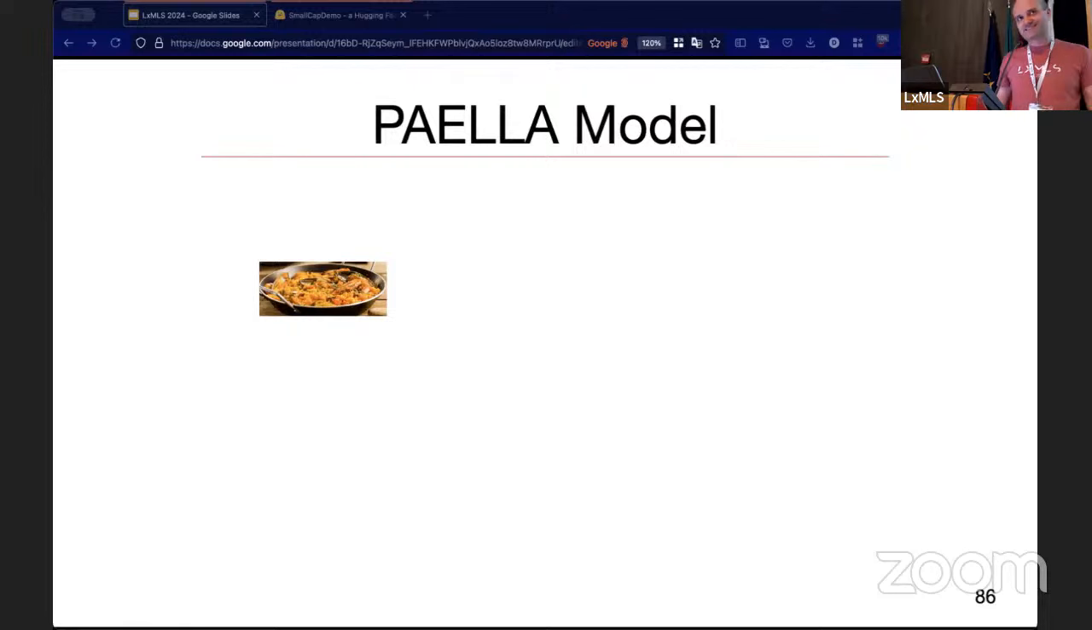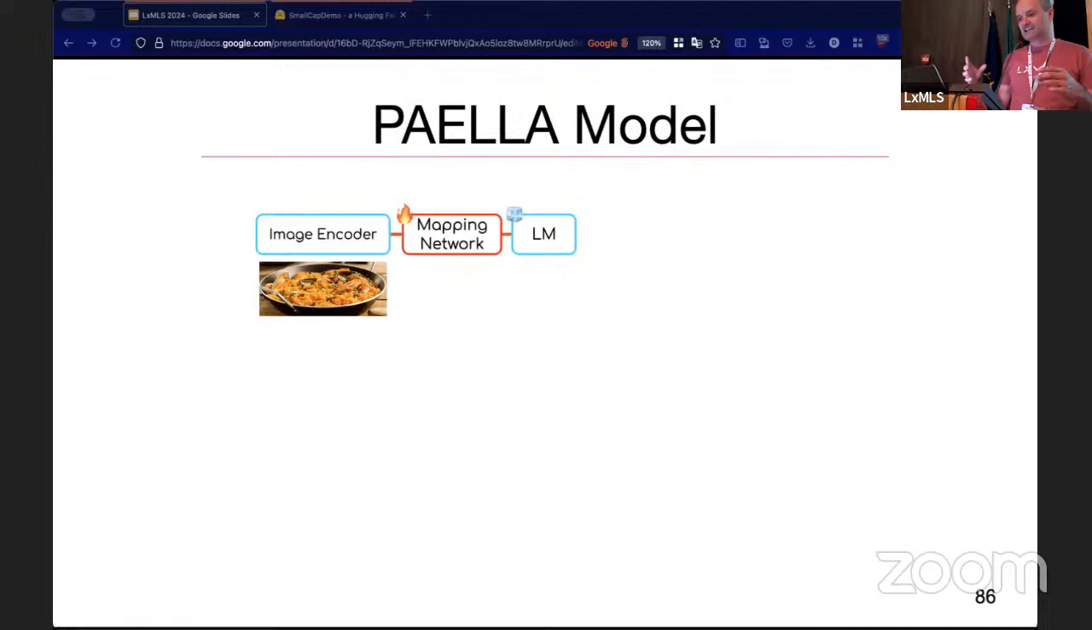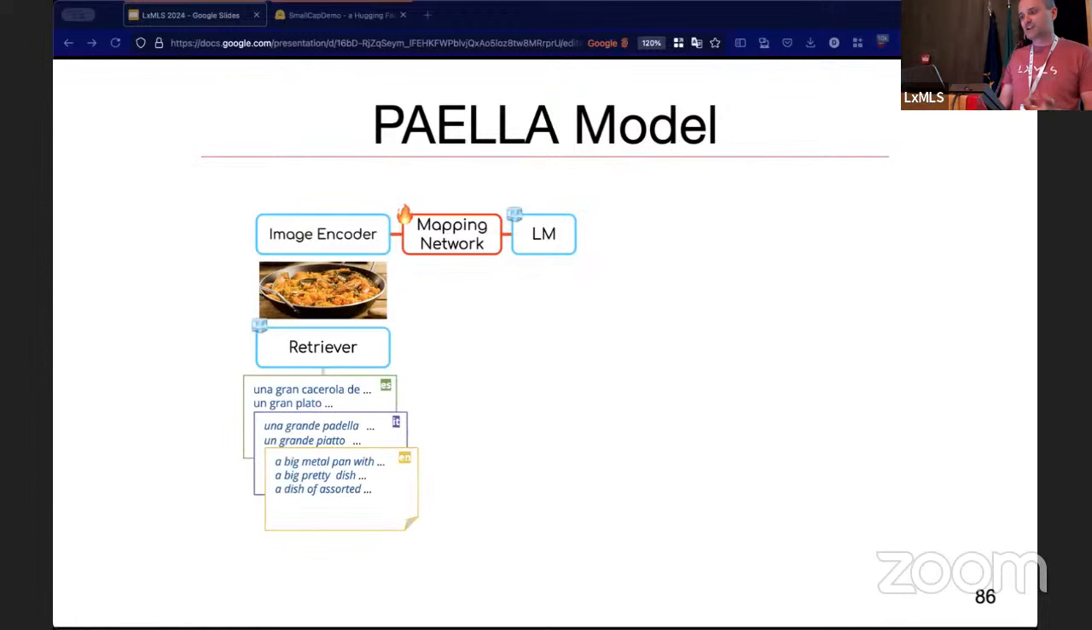So here is Paella as an input to the model. At its core, it has an image encoder, a learned mapping network, and a frozen language model. Given the image of the paella, we have a frozen retrieval system. This retrieval system is going to grab sentences that could describe this image.